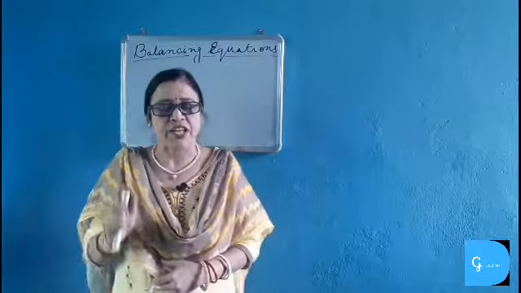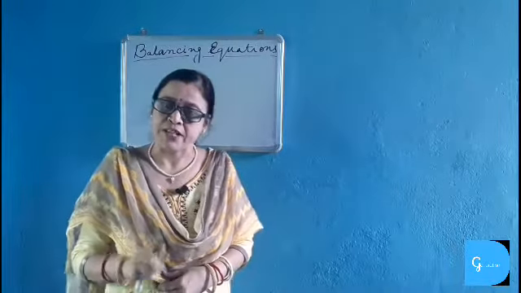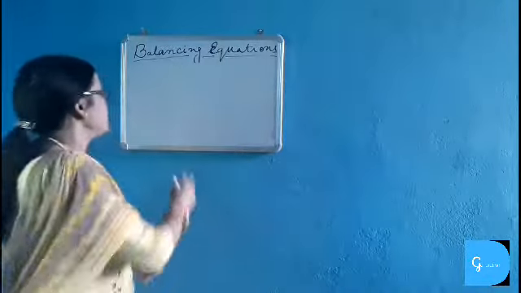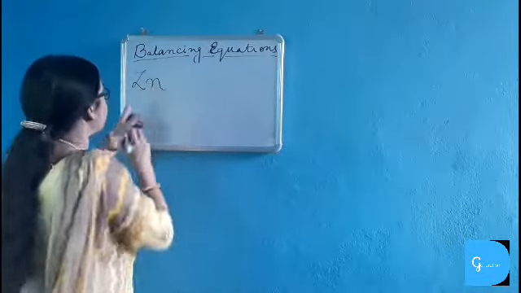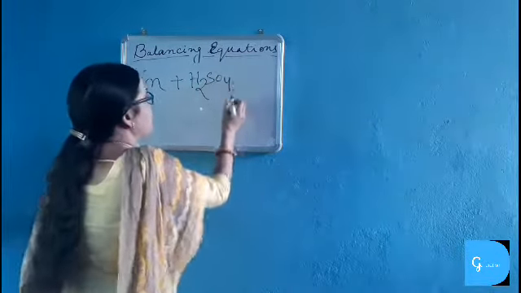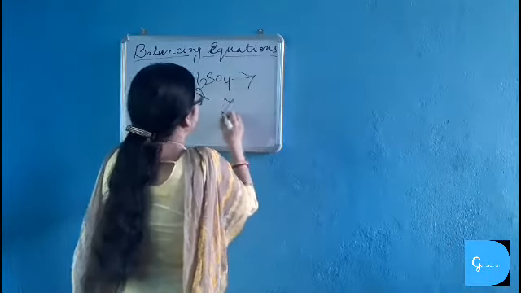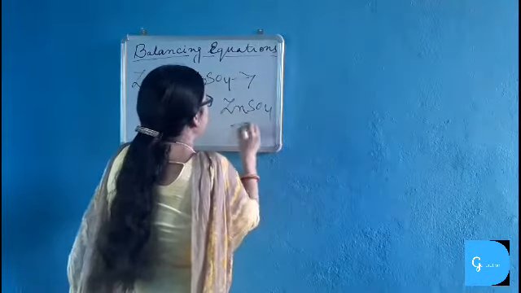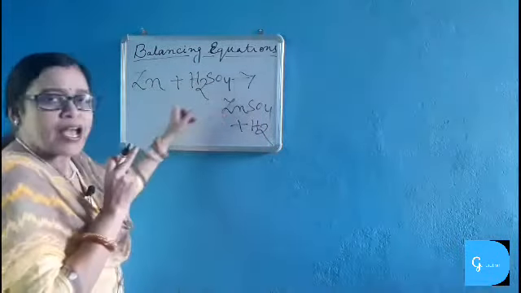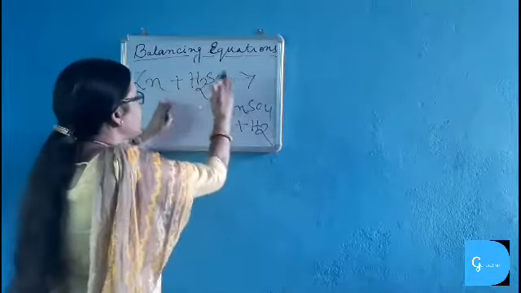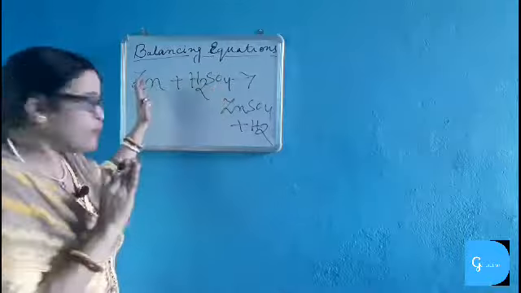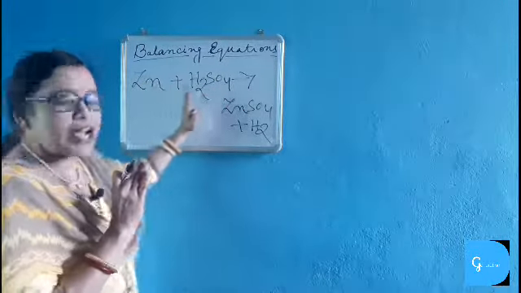When zinc reacts with sulfuric acid, it gives zinc sulfate and hydrogen gas. Now we will represent it with symbols and formulas. The symbol of zinc is Zn, and the formula of sulfuric acid is H2SO4, and it reacts to give zinc sulfate, ZnSO4, plus hydrogen gas. We can't alter these formulas and symbols. We thus represent it in the shorthand method of chemical equations, using symbols and formulas.